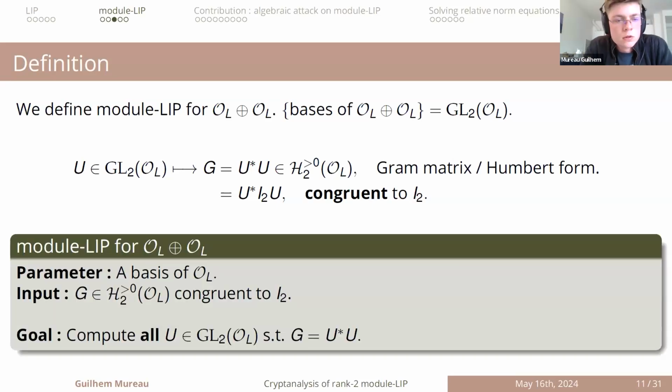And module LEAP is defined this way. Given as input a Gram matrix G congruent to the identity, the problem is to compute all bases U such that G is equal to U star times U. So we are really copying the problem LEAP for unstructured lattices. This is really natural.